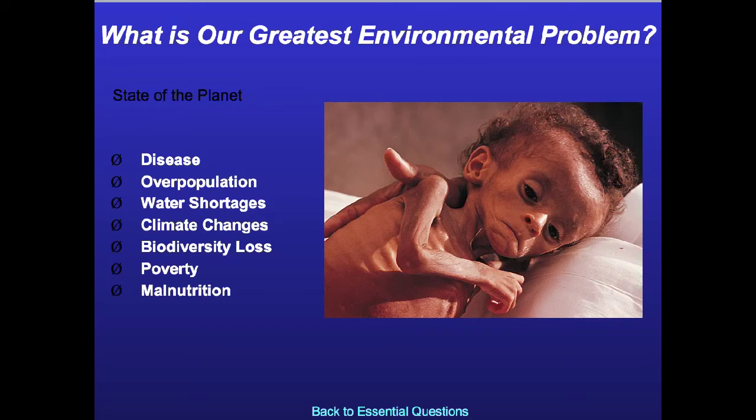So what do you think is the largest or greatest environmental problem? Disease, overpopulation, water shortage, climate change, biodiversity loss, poverty, malnutrition.